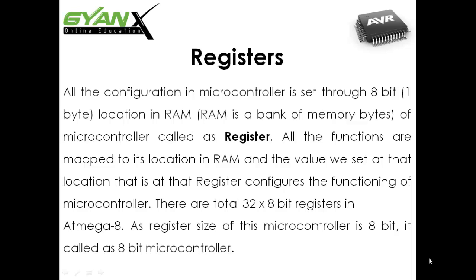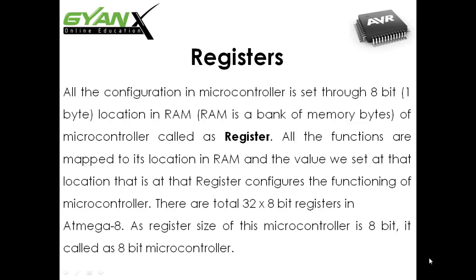6 of the 32 registers can be used as three 16-bit indirect address register pointers for data space addressing, enabling efficient address calculation. One of these address pointers can also be used as an address pointer for lookup tables in flash program memory. These added function registers are the 16-bit X register, Y register and Z register. I will describe it later. So as the register size of this microcontroller is 8-bit, it is called an 8-bit register.